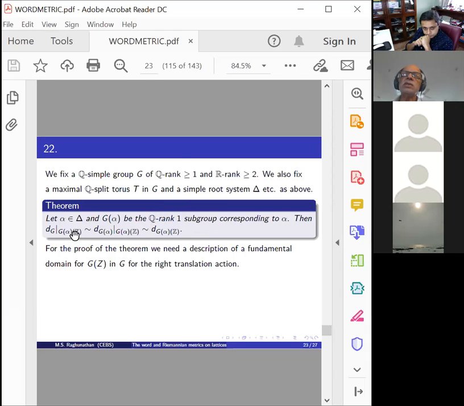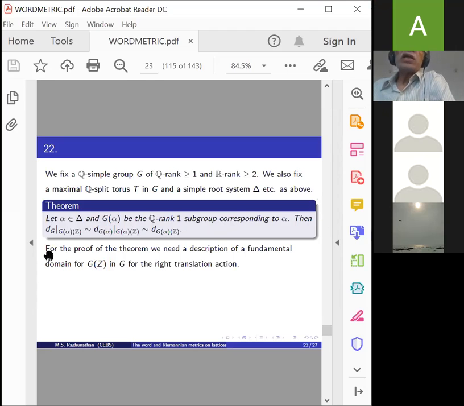You see, G is the bigger space and G alpha is the rank 1 group. And I'm assuming that the capital G has Q rank greater than or equal to 1 and R rank greater than or equal to 2. We fix a maximal Q split torus and a simple root system, etc., as above. Then this is a statement for alpha in delta, G alpha the Q rank 1 subgroup corresponding to alpha. You look at the distance function on G restricted to G alpha Z, the integral matrices in G alpha, and that is equivalent to DG alpha restricted to G alpha Z, and that in turn is equivalent to DG alpha Z. That is, this is the word metric on G alpha Z.